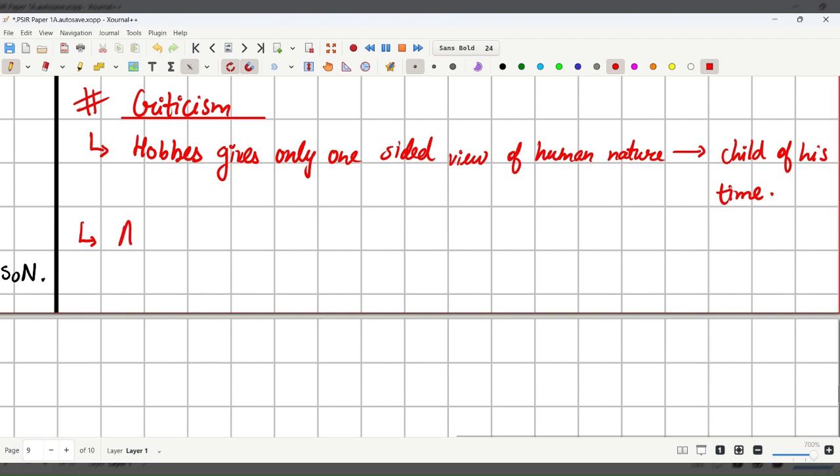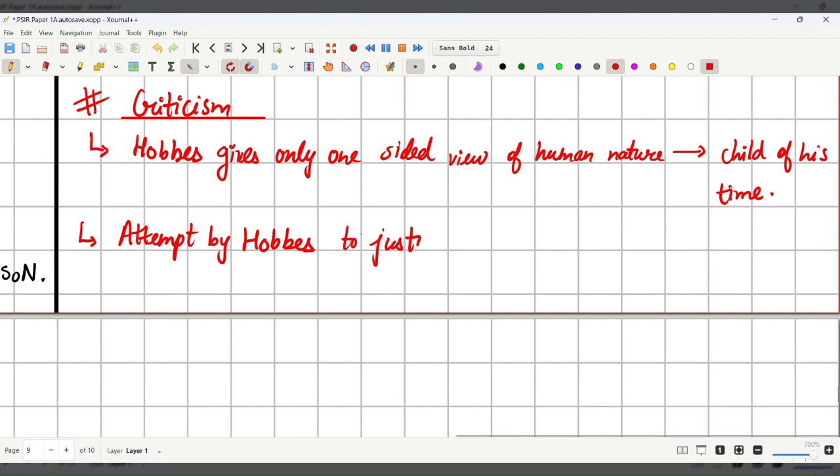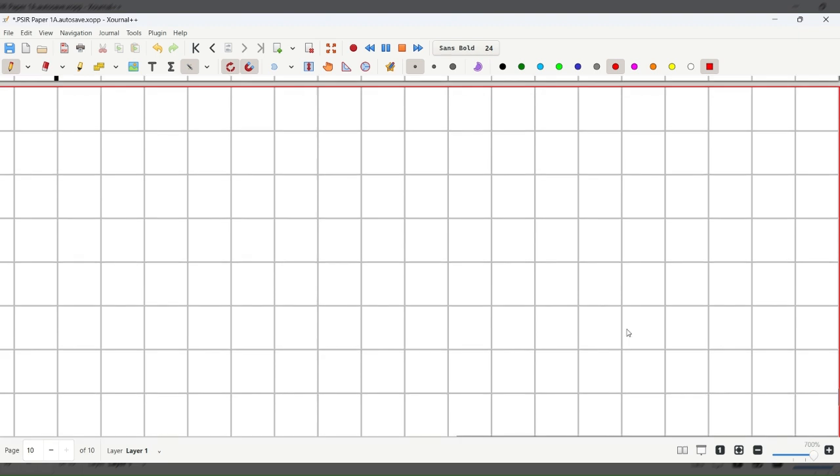Then basically, the attempt by Hobbes to justify the absolute authority of the state. So basically, his social contract, his individualism and absolutism, is an attempt to justify the total, the absolute authority of the state. Okay, so he wants the absolute authority of the state because of human nature. Okay, so that is his criticism. Then a universal conclusion.